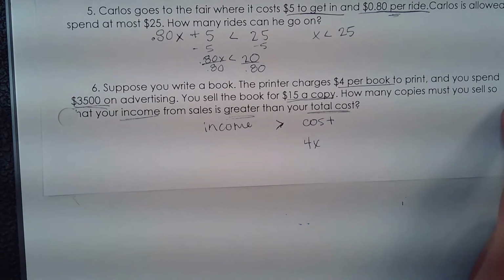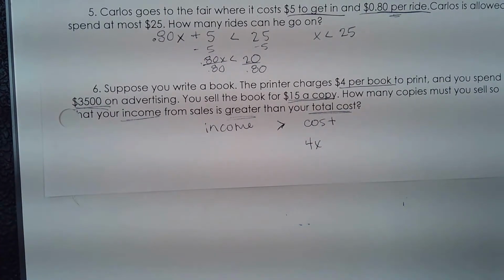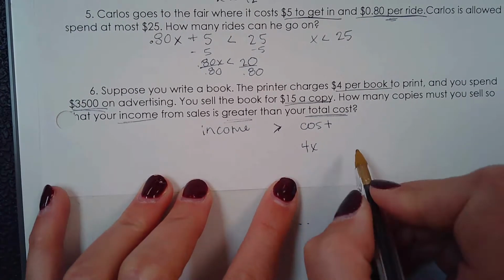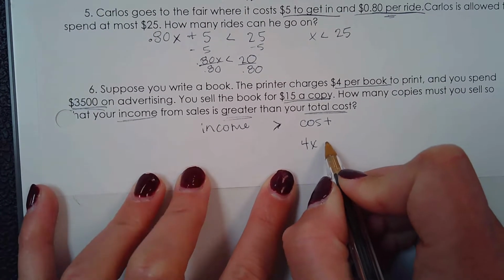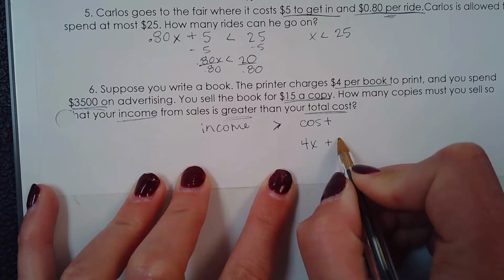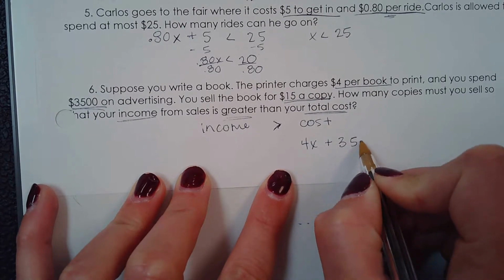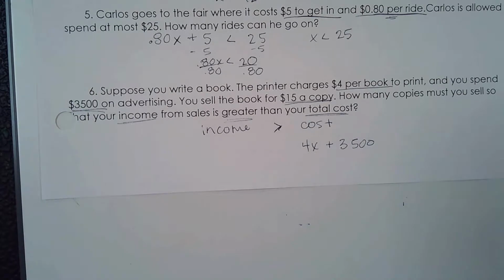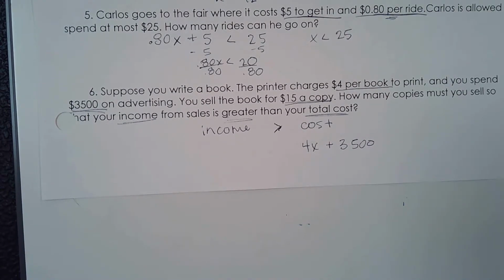Then it says you spend $3,500 on advertising. Is that an income or a cost? So what do we need to do with that? We're going to add because it's adding to our total cost. If we were taking it away from what we already knew we had made, then we would subtract. But does that make sense? Yeah.